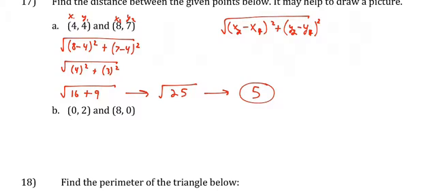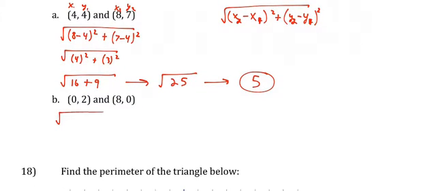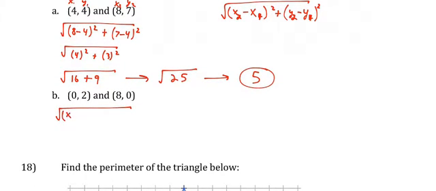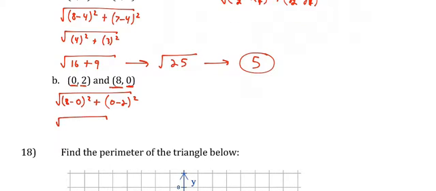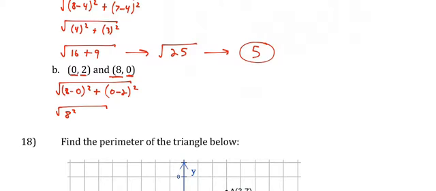Same thing for this one. We're going to do the square root of x2 minus x1, and I guess I can just do that right now. Let's call this x2 and this x1, so that's 8 minus 0, squared, plus, and then it's parentheses, y2 minus y1, 0 minus 2 squared. Now, 8 minus 0, we all know that one, it's 8 squared. And 0 minus 2 is negative 2.